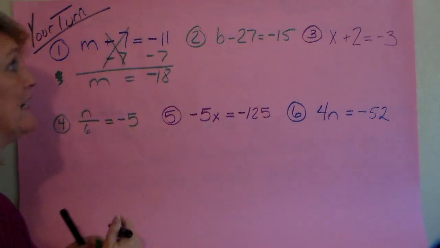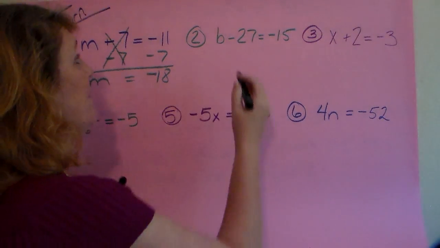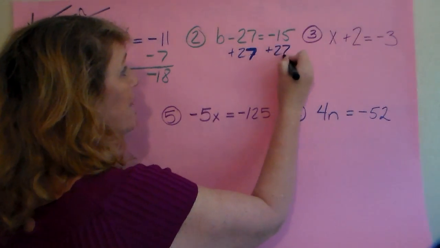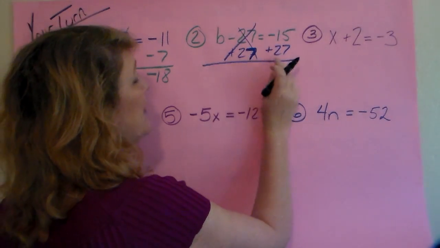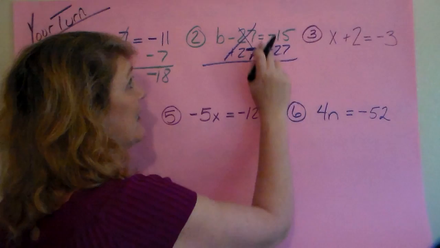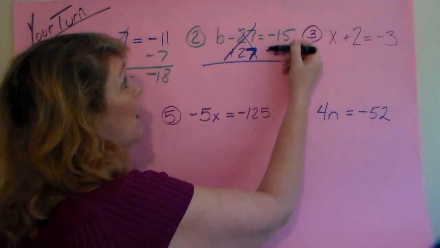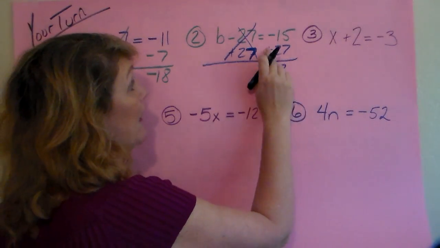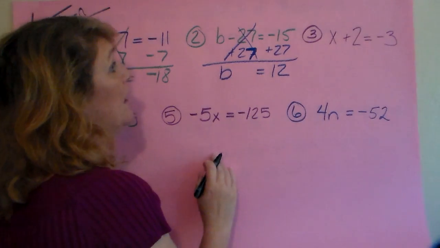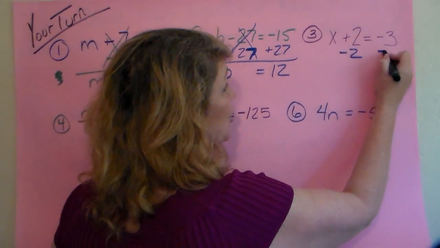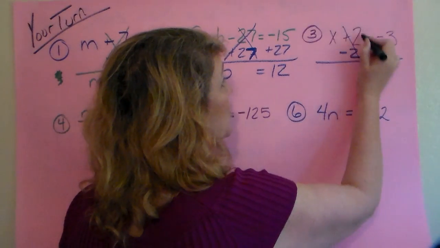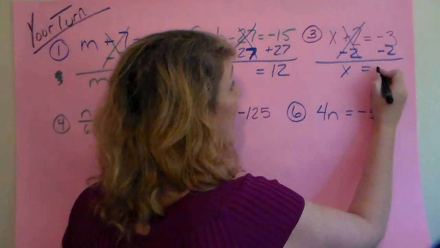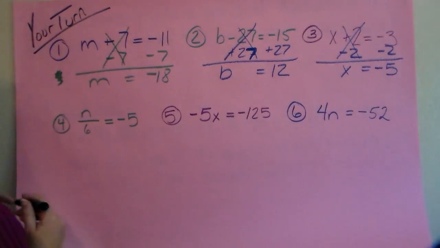m equals negative 18. I have a 27 subtracted from my b. I'm going to add 27 to both. Notice, even though it's positive, I put the sign there so that I remember, so I can see this, and it's really obvious that the signs are different. When the signs are different, I subtract. That leaves me with a 12, and the biggest one wins. Number 3, I'm going to subtract 2 from both sides because there's a 2 added to my x. These are the same sign, so I'm going to add, and the biggest one wins.